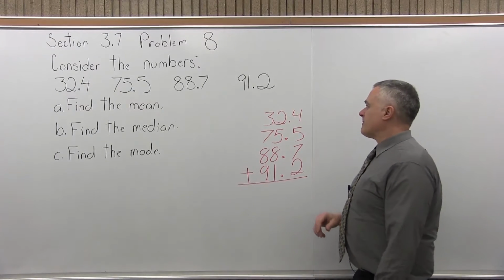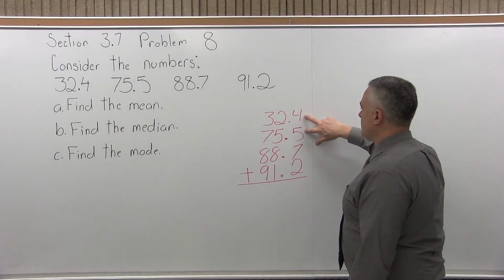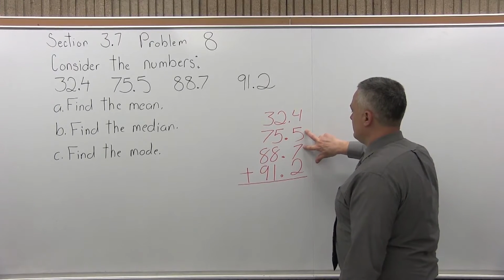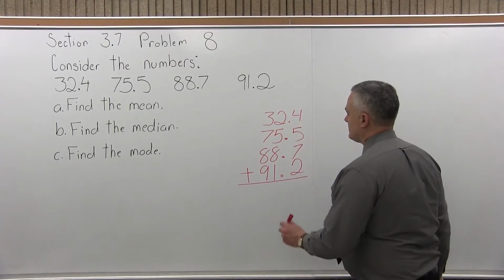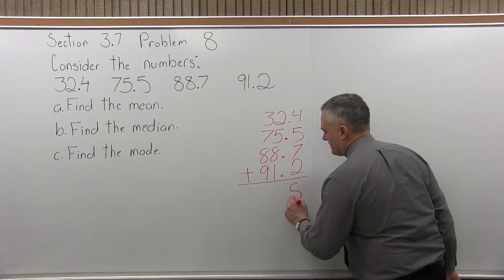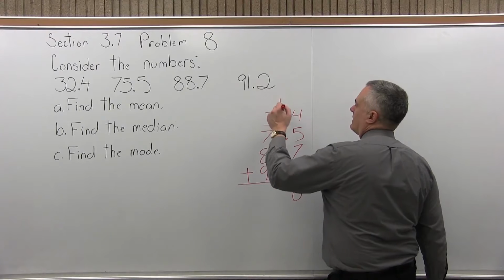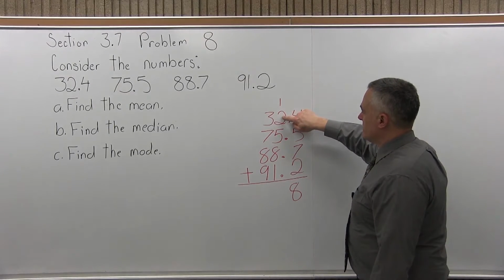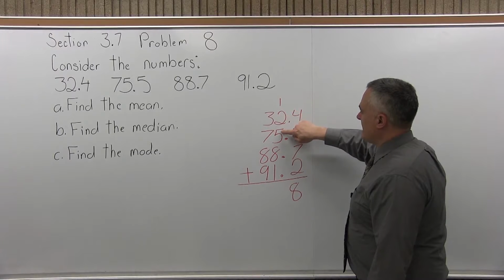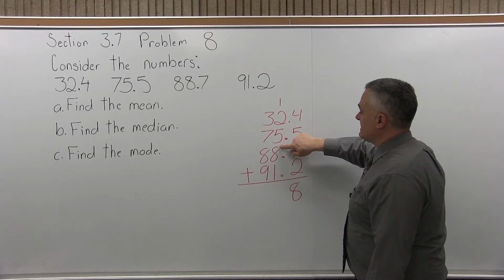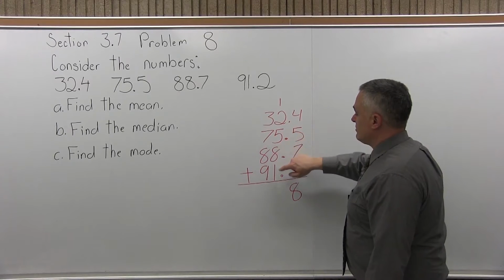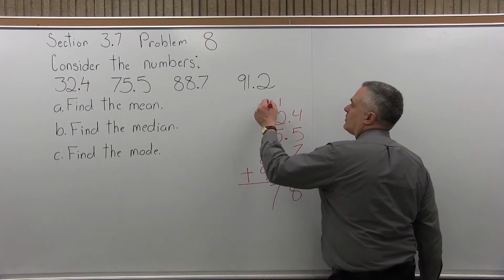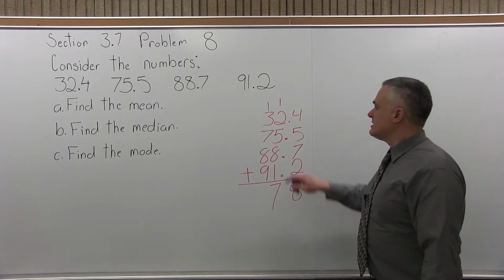And start adding. So 4 plus 5 is 9. 9 plus 7 is 16. 16 plus 2 is 18. Write the 8, carry the 1. So 1 plus 2 is 3. 3 plus 5 is 8. 8 plus 8 is 16. 16 plus 1 is 17. Write the 7, carry the 1 to the top of the next column of digits.